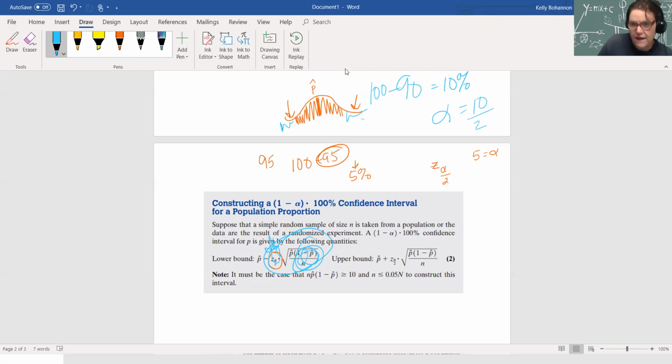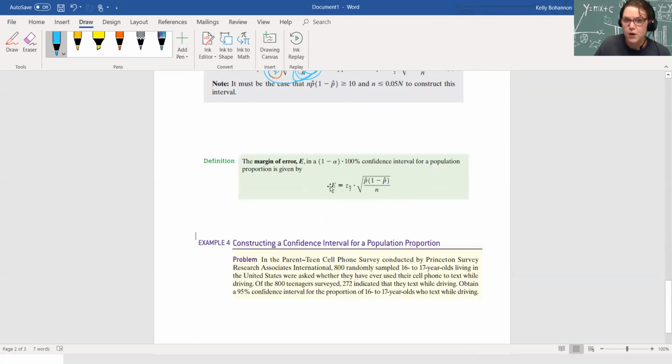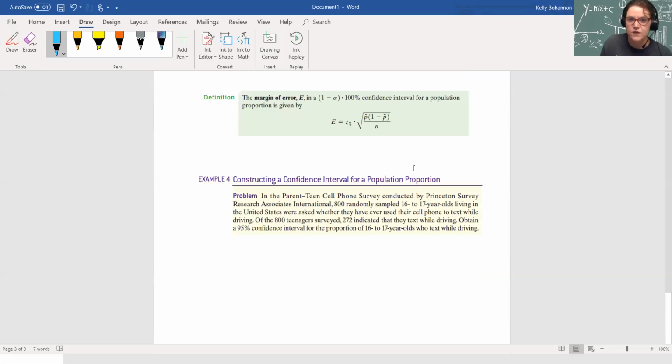All right, so with all that said, let me scroll down just a little bit. So there's your formula for margin of error. Again, I told you I would write it right there. So you can see you've got p hat times 1 minus p hat, which would be q hat if you wanted to use q hat, to calculate the margin of error. All right, with all that said, constructing a confidence interval.